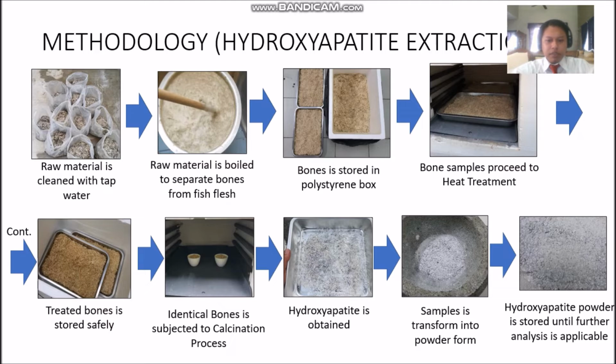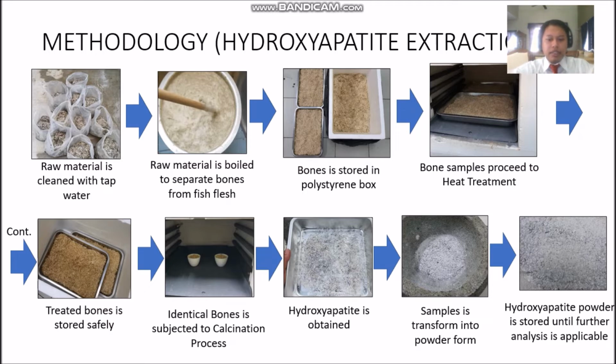The bone sample is placed on a stainless steel tray and put into an oven set to 80 degrees Celsius for 5 hours. Then, identical bones were put into 2 crucibles and subjected to a calcination process. The calcination process was carried out in a furnace when the raw materials were heated to a temperature of 600 degrees Celsius for 5 hours at a rate of 5 degrees Celsius per minute.